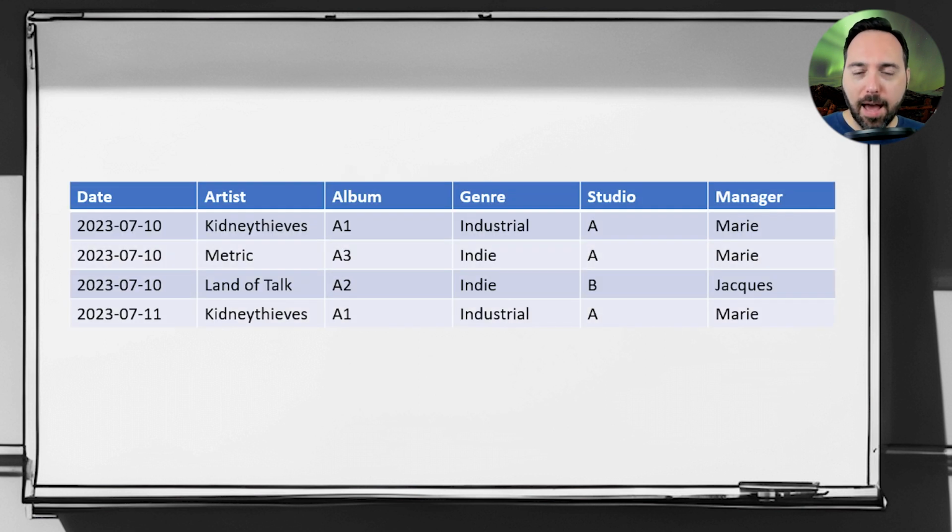Let's say we have some data. This relation represents booking dates for artists to record albums in our recording studios, and each recording studio has a manager associated with it. The relation is in first normal form, but it is susceptible to the 3 types of data anomaly we discussed.